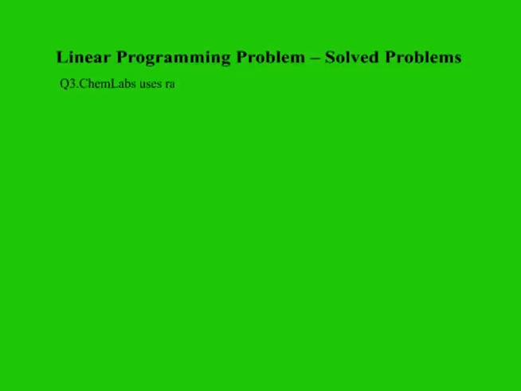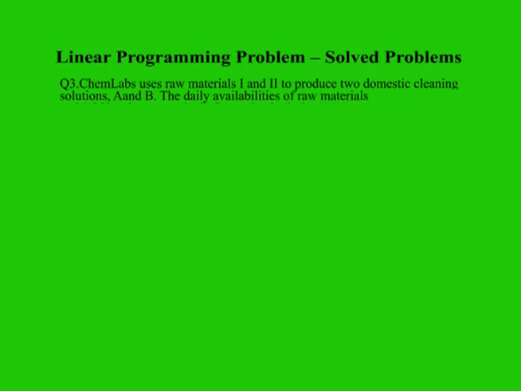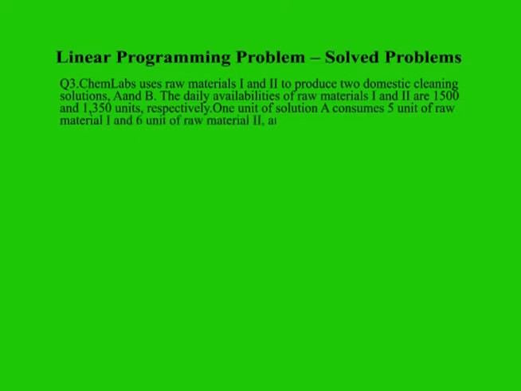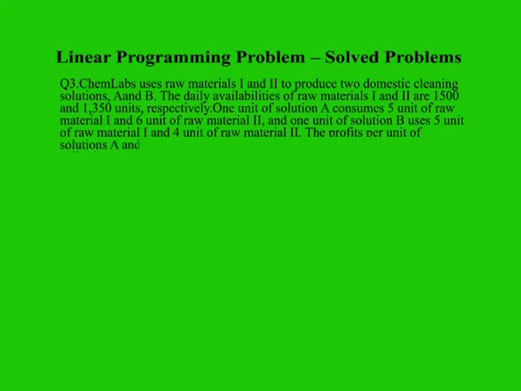Question number 3. ChemLab uses raw material 1 and 2 to produce 2 domestic cleaning solutions, A and B. The daily availabilities of raw material 1 and 2 are 1,500 and 1,350 units respectively. 1 unit of solution A consumes 5 units of raw material 1 and 6 units of raw material 2, and 1 unit of solution B uses 5 units of raw material 1 and 4 units of raw material 2. The profit per unit of solution A and B are $6 and $7 respectively.